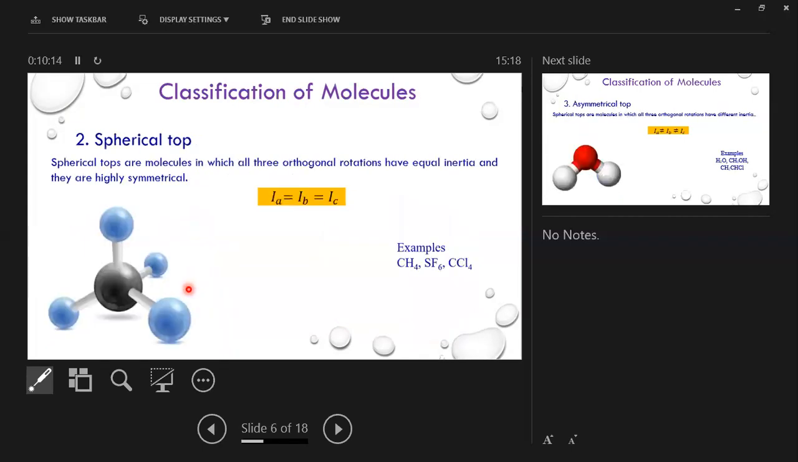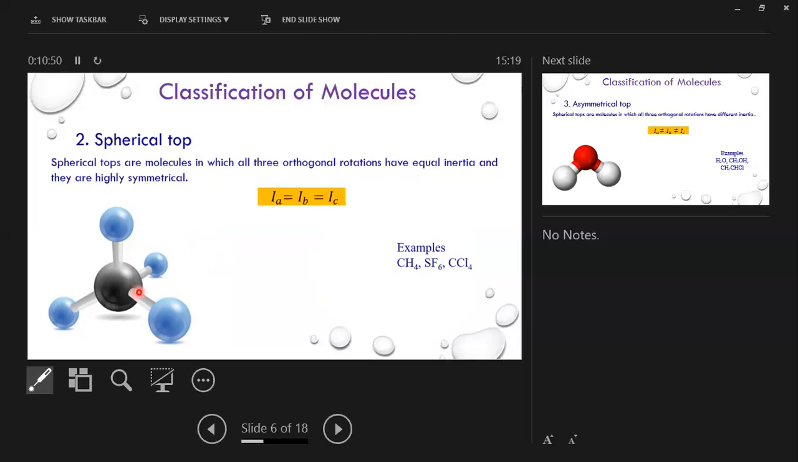The third one is the spherical top molecules. So, what are spherical top molecules? As the name suggests, the molecule is symmetric about the origin, about a point. So here, if you see, this is the CH4 molecule. This is the carbon atom. These are four hydrogen atoms, and this molecule is symmetric about this carbon atom. And all the principal moments of inertia, IA, IB, and IC, are all equal. So that is why this is called a spherical top molecule.